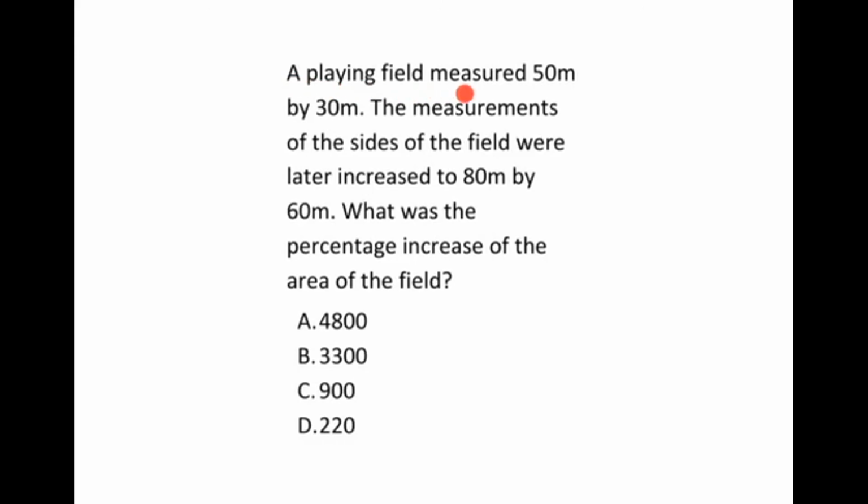A playing field measured 50 meters by 30 meters. The measurements of the sides of the field were later increased to 80 meters by 60 meters. What was the percentage increase of the area of the field? First, let us just sketch this playing field. Solution: the sketch of this playing field.